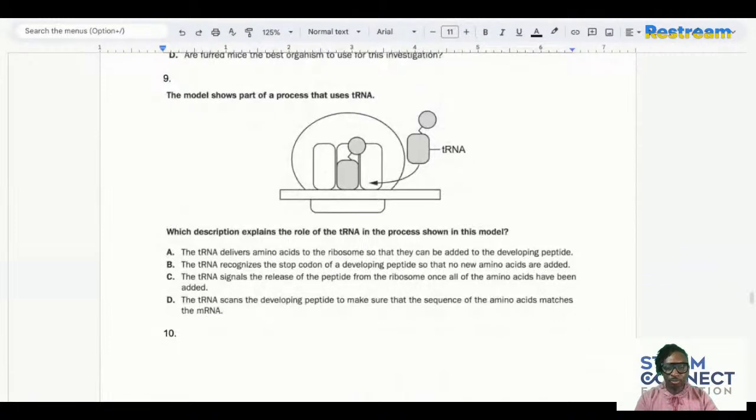Let's look at this one. It says the model shows part of a process that uses transfer RNA. So which description explains the role of tRNA in the process shown in this model? I will tell you this model relates to transcription and translation. Okay? Particularly, this is translation. What is the role of the tRNA in translation? This is a little bit harder because it's assuming you know these processes already.